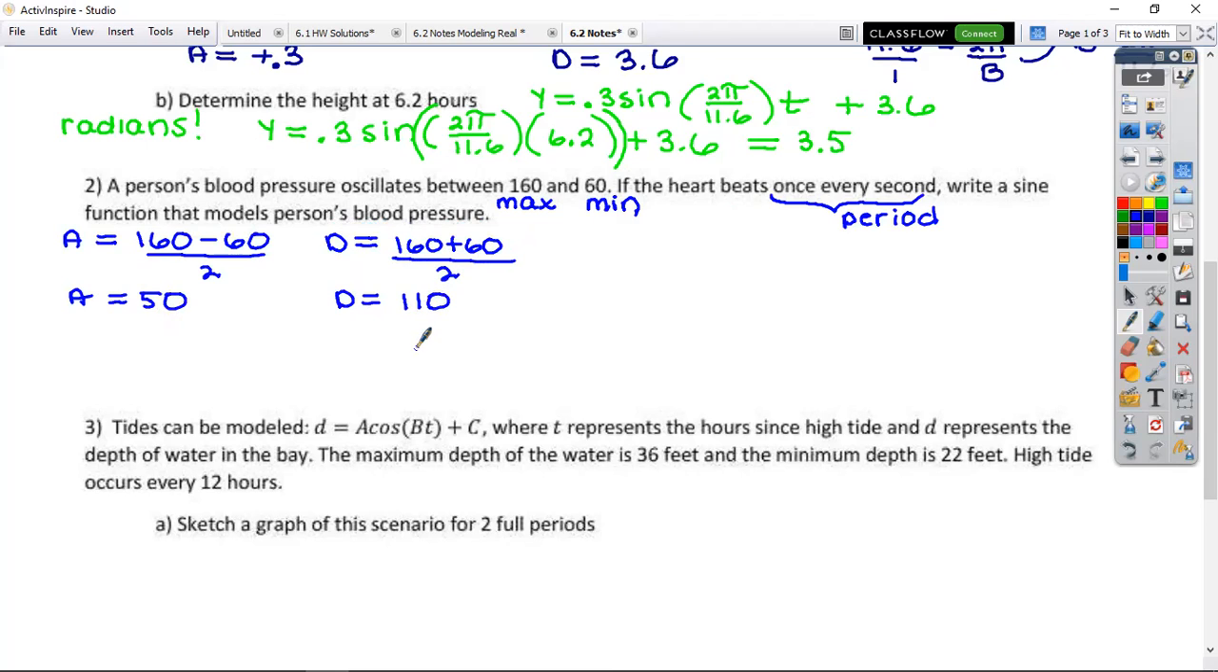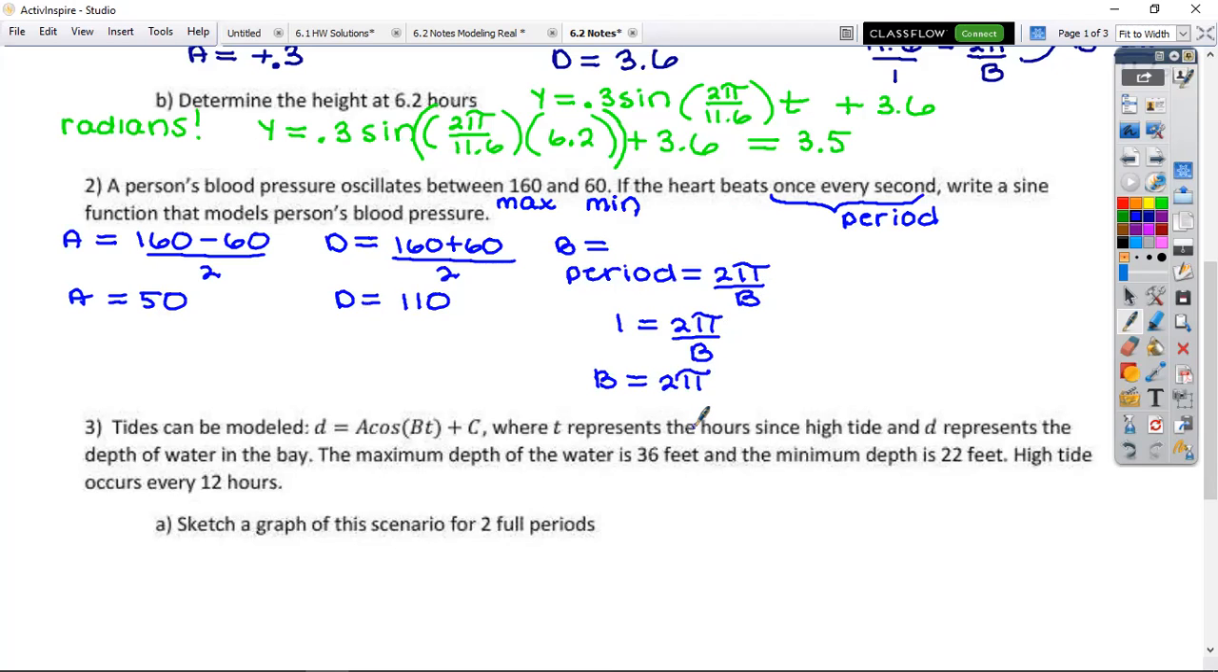And next I need to find my frequency. So to find frequency, that's a B, I'm going to make use of the formula that period is equal to 2 pi over frequency. Again, as long as you know one of those items, you can make use of that formula. So I knew the period was 1 second, and then cross multiply and solve if you really need to. So B is equal to 2 pi.